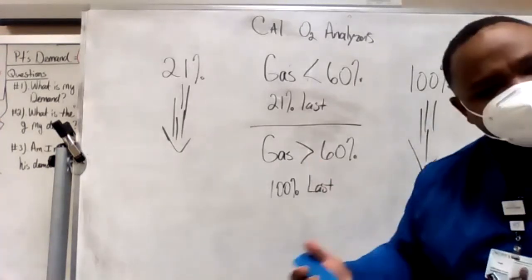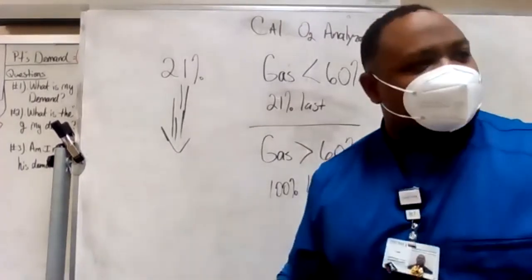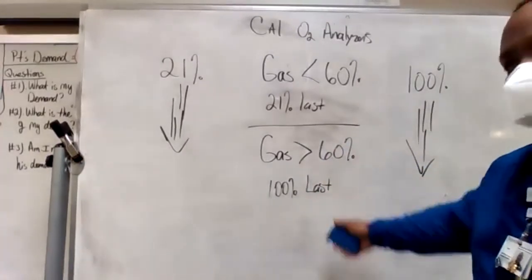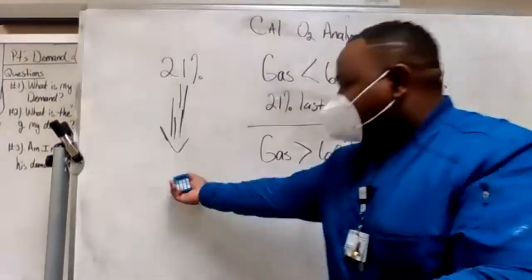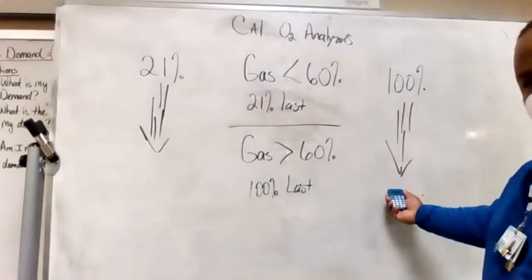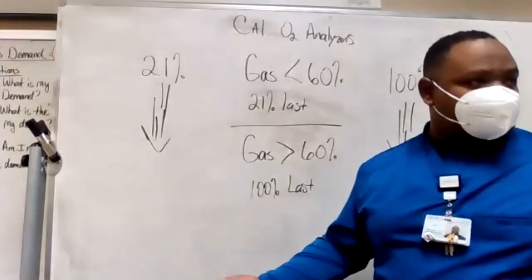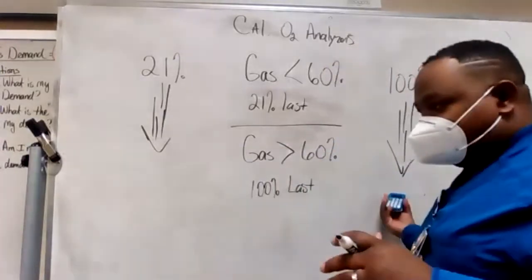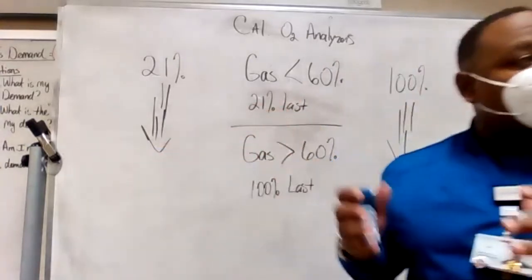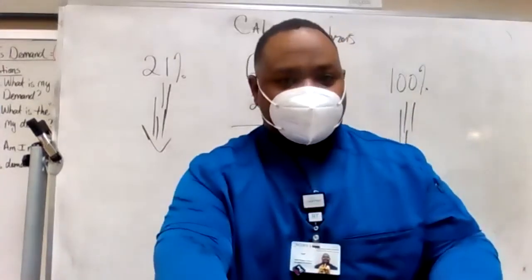So you say, Mr. Smith, he's on 70%. And I say, 70? You lying, let me go check. Well, if I think it's greater than 60, then I'm going to do 100% last. So I'm going to open it up, put it on the 21%, make sure it says 21, and then go up to 100% and make sure it says 100. Then I can go to him and analyze him. This is the calibration step. This is analyzing, when I'm reading what they're on. The calibration is when I'm making sure it's in the right ranges.